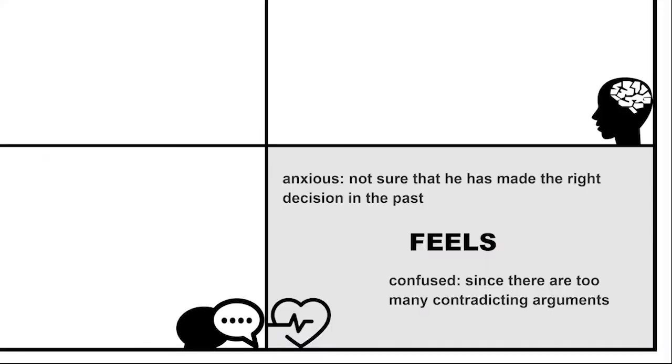Similar to your findings in the thinks quadrant, this is usually implicit and something you have to infer from your gathered research. This quadrant often is represented by adjectives and short sentence descriptions for context. For instance, confused, since there are too many contradicting arguments. Anxious, not sure that he has made the right decision in the past.